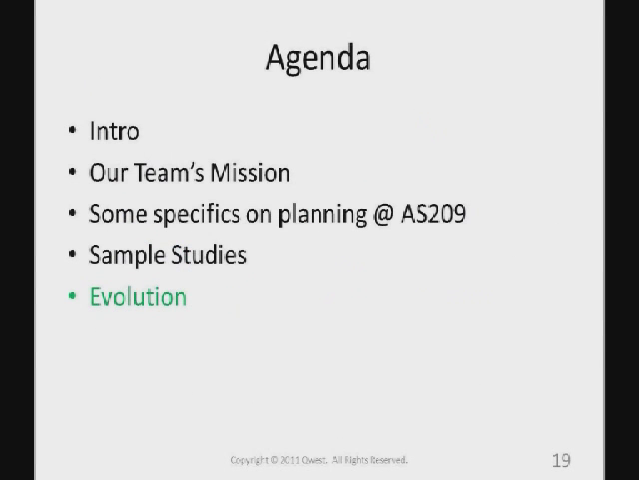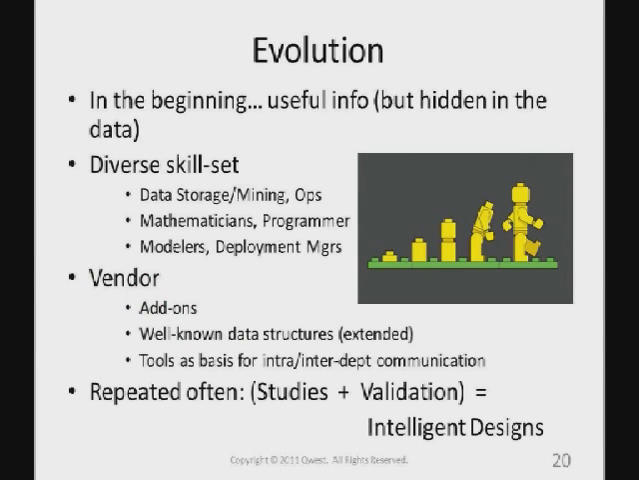I have 2 more slides. Evolution is the topic. I think when we first started this challenge 6 or 7 or 8 or 9 years ago, we found that we had a boatload of really good information. But the problem was trying to get something useful out of that. And I think 3 things really contributed to that.